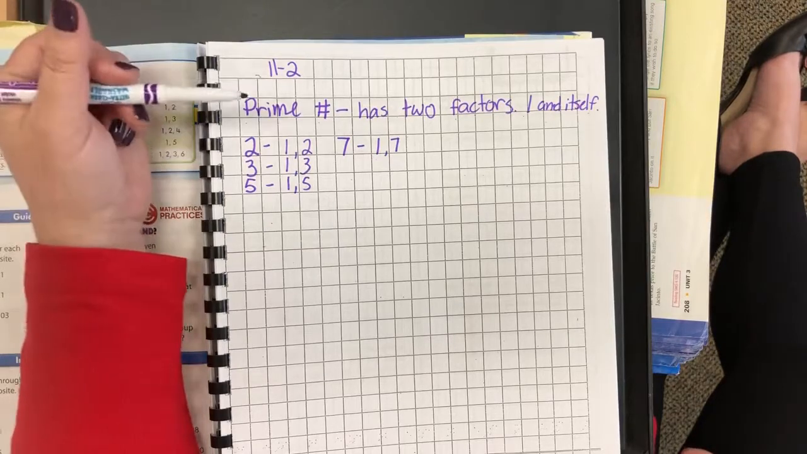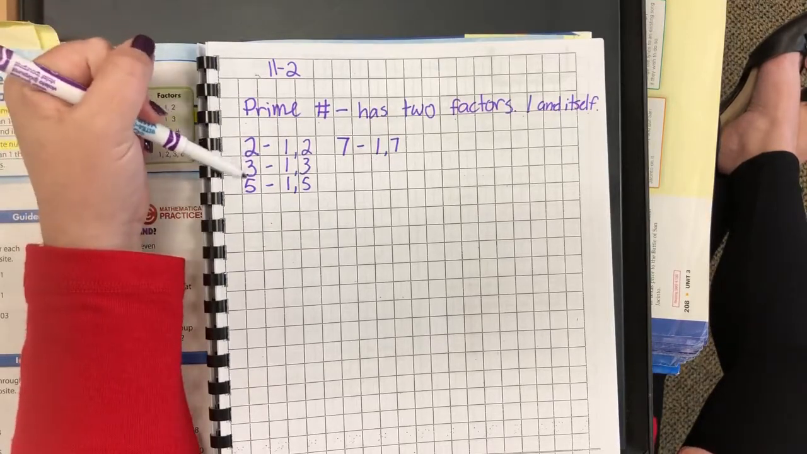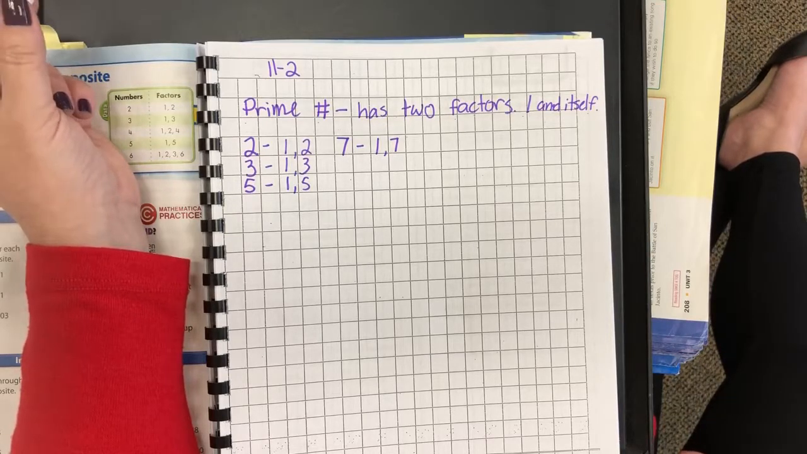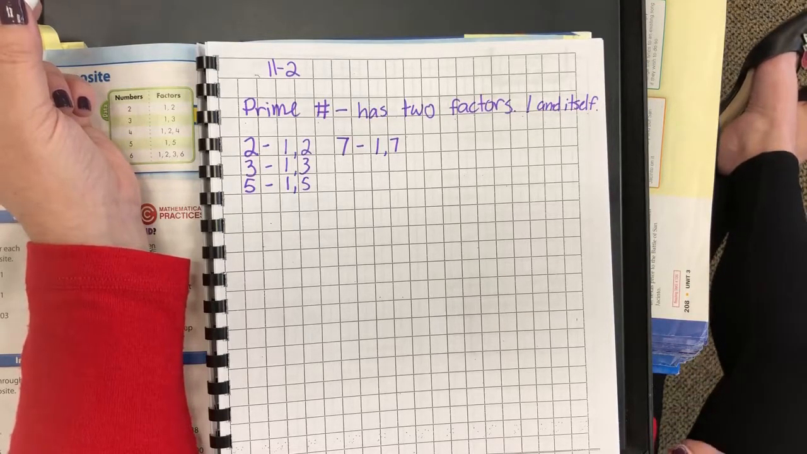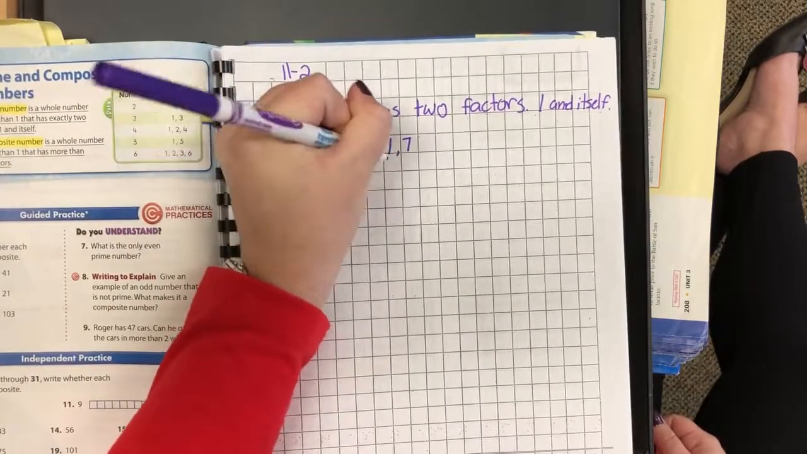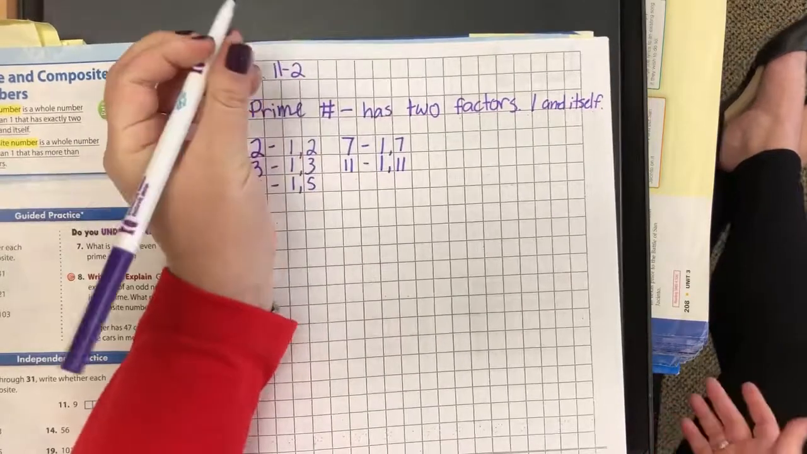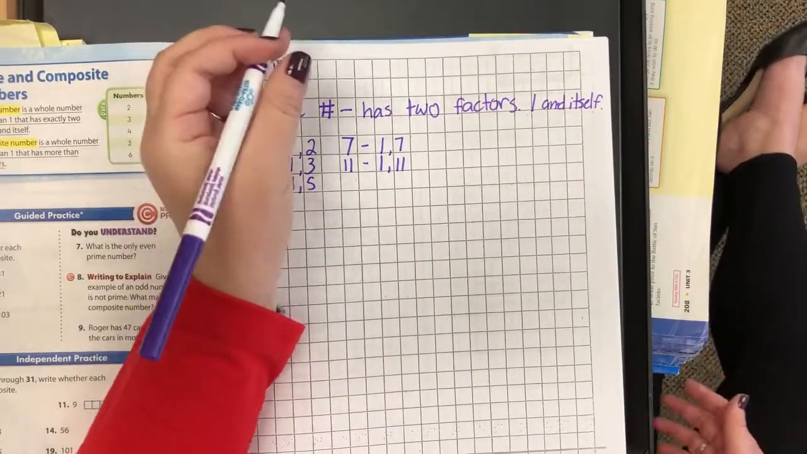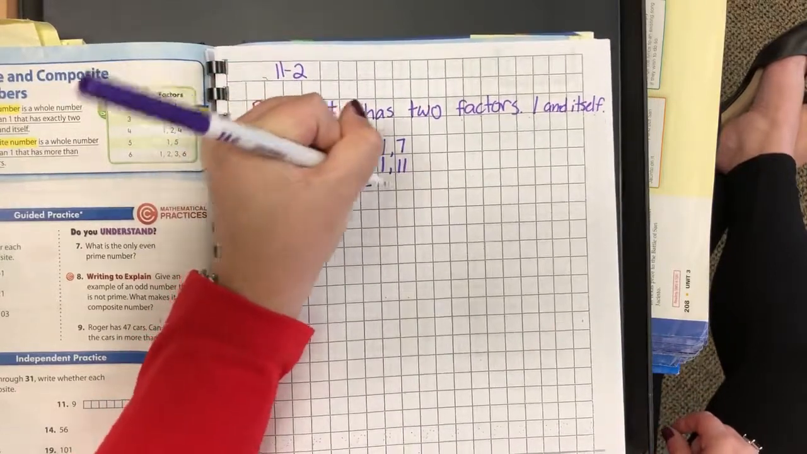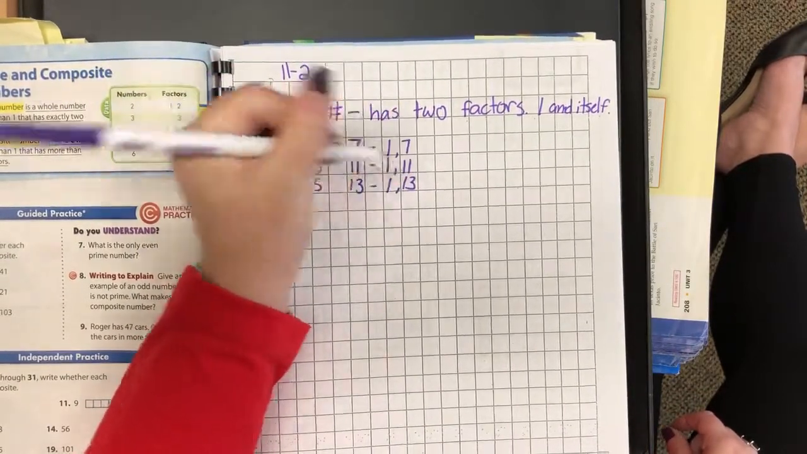So that's the first break in our pattern, because before it was all of the odd numbers except for 2 and none of the even. But 9, 1 times 9 and 3 times 3. 10, no. But 11, yes. 1 and 11. What about 12? No, there's a lot in 12. But 13, which is 1 and 13.